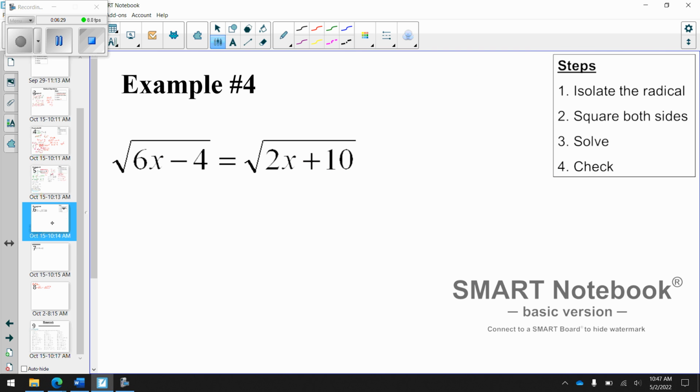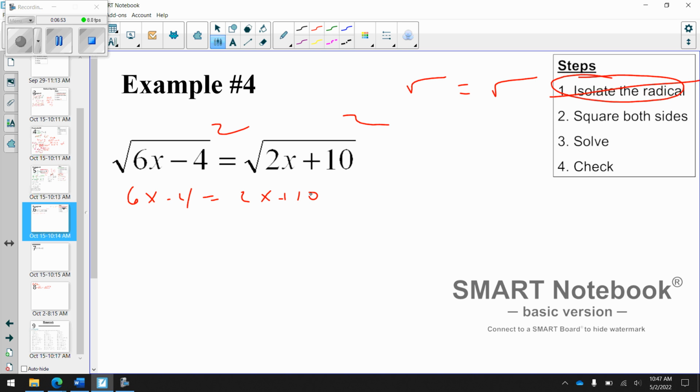All right, what about if you have two radicals? We're not going to go crazy. I'm going to give you something like this. If you have two radicals, the isolate part is make sure one radical is on one side, the other radical is on the other side. That's how you isolate it if you have two radicals. Then we're done. Square both sides. So I'm literally getting 6x minus 4 equals 2x plus 10. All right, they're gone. And then I just solved that.